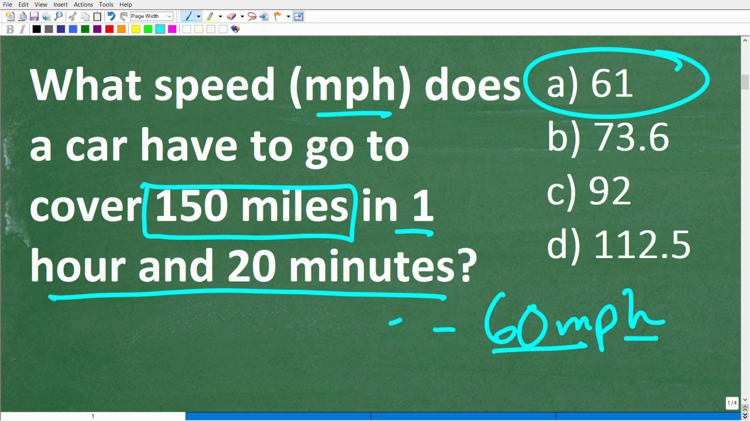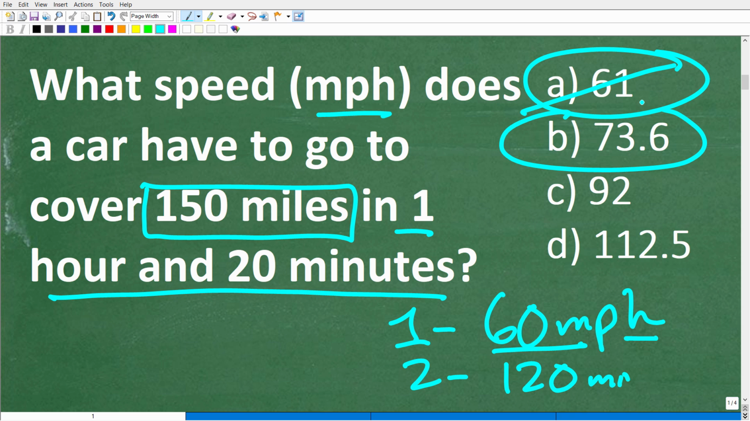So in 1 hour, you're going to cover 60 miles. In 2 hours, you're going to cover 120 miles. So you're not even going to cover this 150 miles in 2 hours, let alone 1 hour and 20 minutes. So this is far too slow to cover 150 miles in 1 hour and 20 minutes.